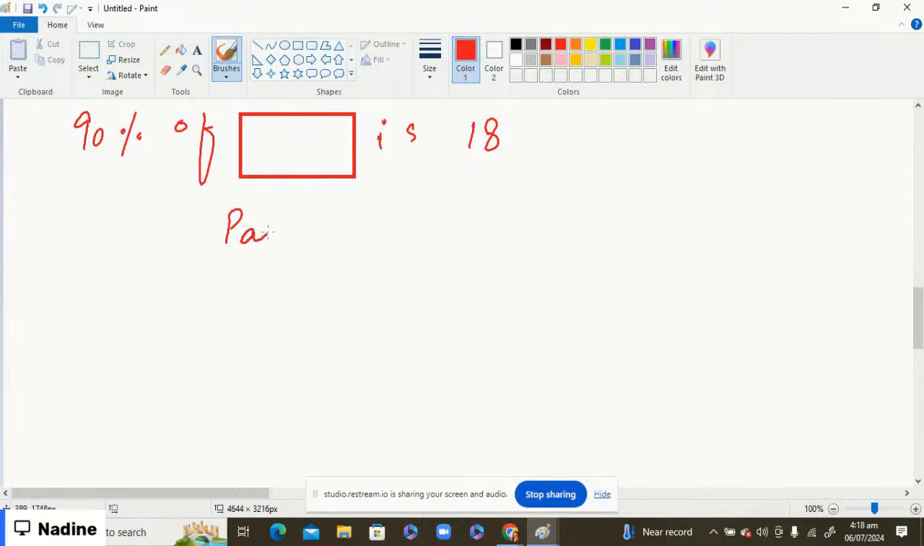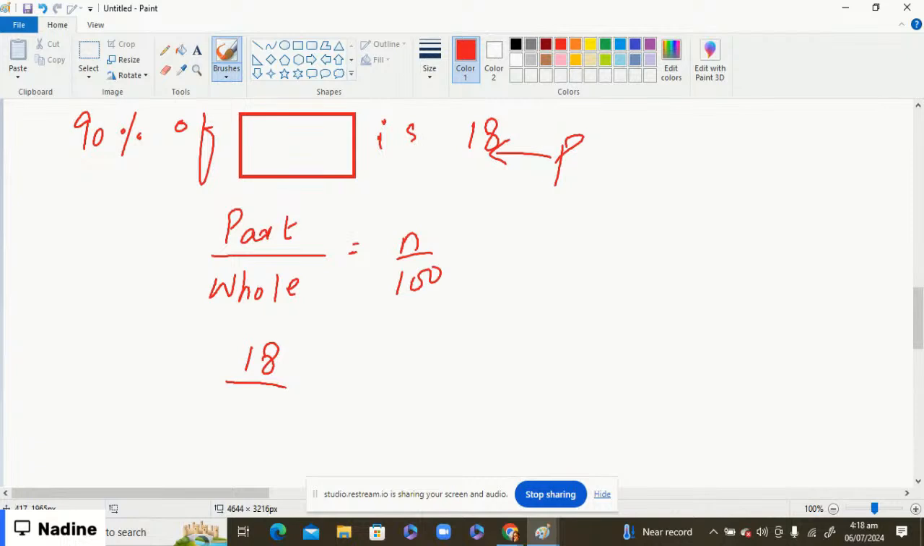Putting the formula, part over whole equals n over 100. What is the part? 18 is the part. The whole is not given. Percent is given, that is 90. So your whole is not given, so the whole is represented with n or x, anything. What is n? That is 90 over 100.